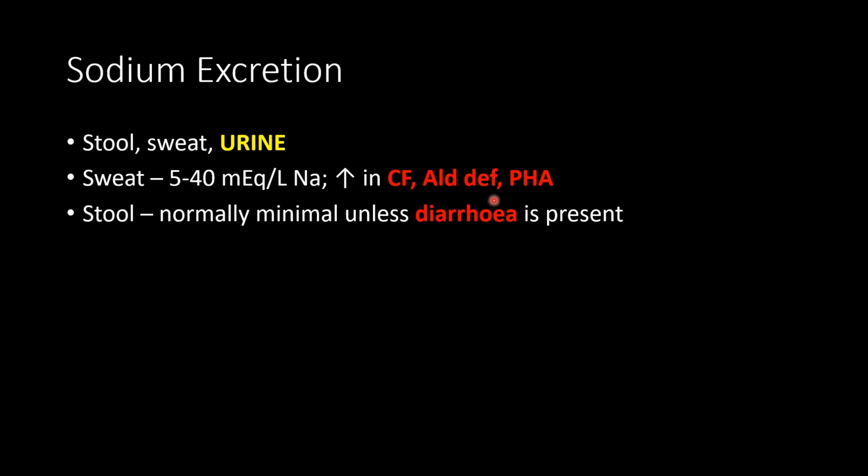And pseudohypoaldosteronism. That means when aldosterone is functioning less or there is resistance to aldosterone, in those conditions sodium excretion will be more. Similarly, stool sodium concentration is normally minimal, around 50 milliequivalent per liter. But if diarrhea is present, even more can get excreted, but the predominant excretion route is the urine.